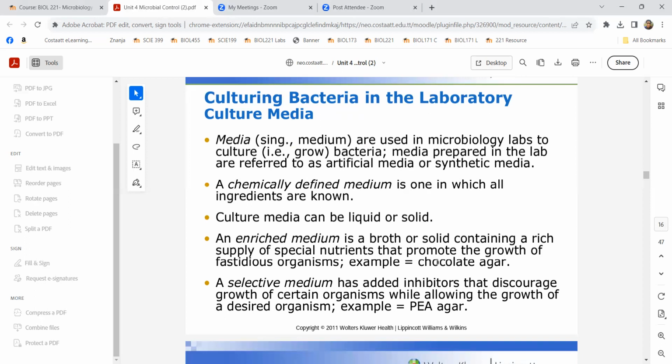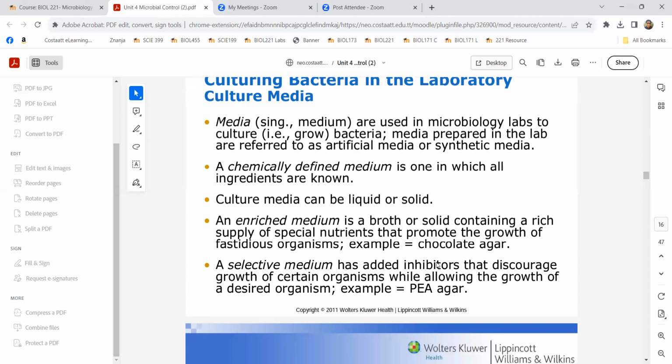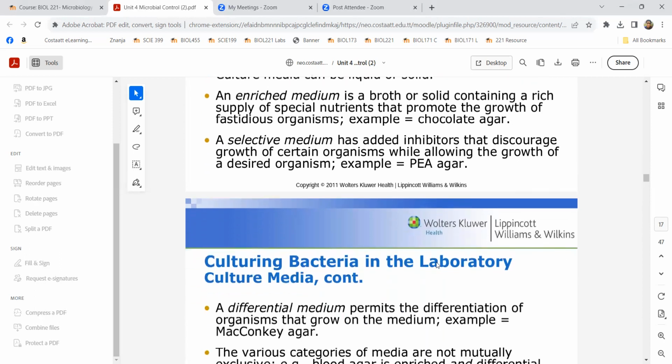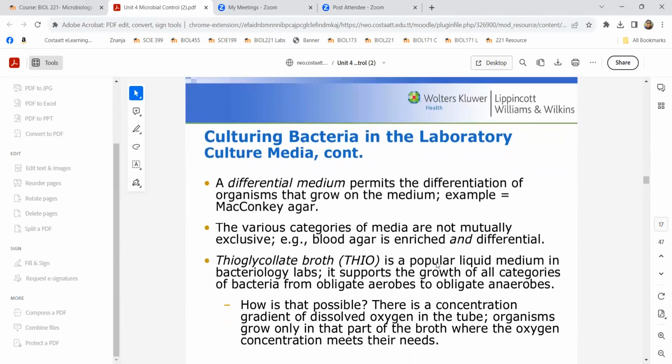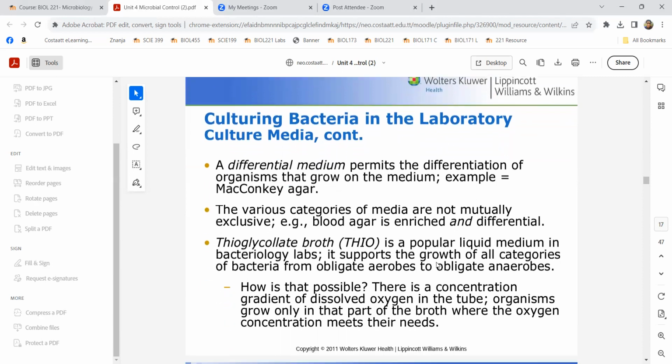So when I go and I plate my bacteria there, and I come back a couple days after, I don't have 10 different types of colonies. I just have one. I have selected for that organism by growing it in a selective medium. Okay. You can also have differential medium. Differential medium allows things like color changes.